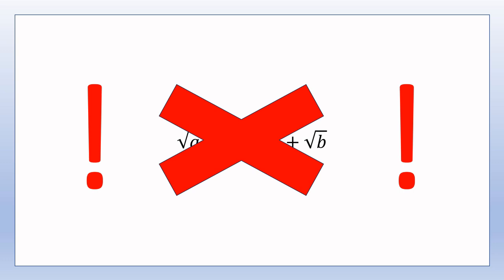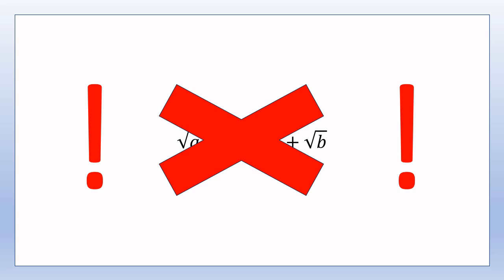We can see that this is not true if we simply take a is equal to 16 and b equal to 9, because in that case we get the square root of a plus b is equal to the square root of 16 plus 9, which is the square root of 25, which is equal to 5. But on the other hand, we have that the square root of a, which is the square root of 16, equals 4, and the square root of b, which equals the square root of 9, which is equal to 3, giving the square root of a plus the square root of b is equal to 7.